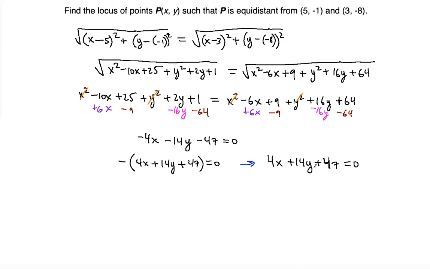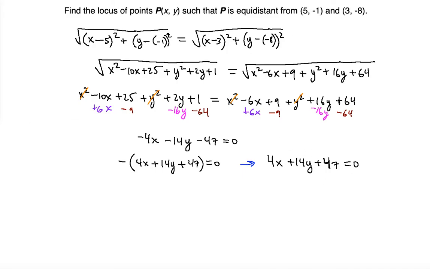So you can recognize that this is actually the standard form of the linear equation, right? Because the powers of x and y are both 1. So this is the locus of points that we found. And this is a line, a straight line, points on which will be equidistant from these 2 points.